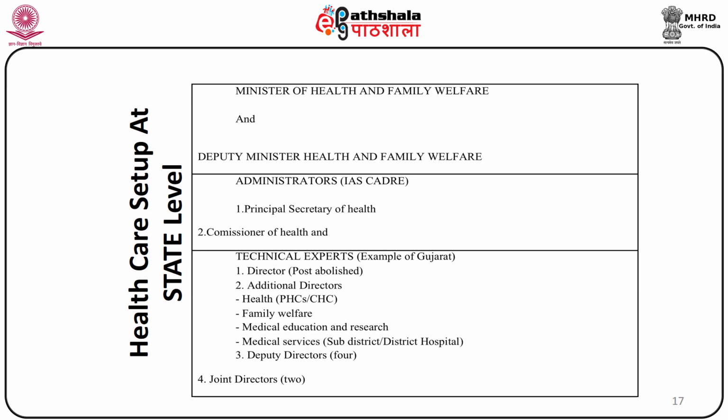Now, the healthcare setup at the state level. Of course, like we have been talking, we need a minister of health and family welfare, and he is assisted by his deputy. Then, under them, you have the administrators of the IAS cadre, in which you have the principal secretary of health. Then comes a commissioner of health, and they in turn are assisted by technical experts.